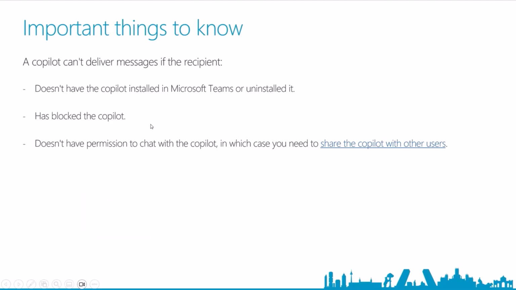So you have to take in mind a few things. When you deliver those proactive messages, you need that Copilot installed in Teams, and the users need to have that Copilot installed in their Microsoft Teams, right? If users uninstall or delete that bot, the proactive messages are not going to be sent. Even if the user blocks that Copilot, the same thing will happen, right?